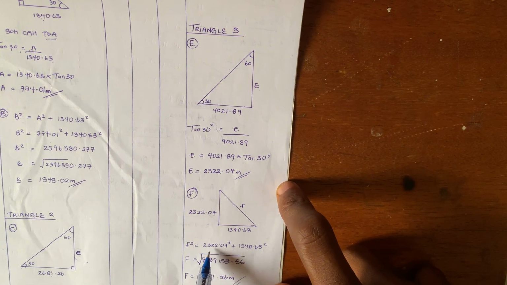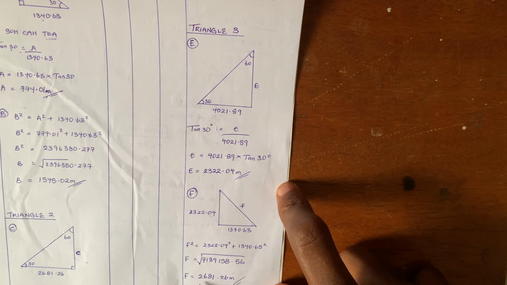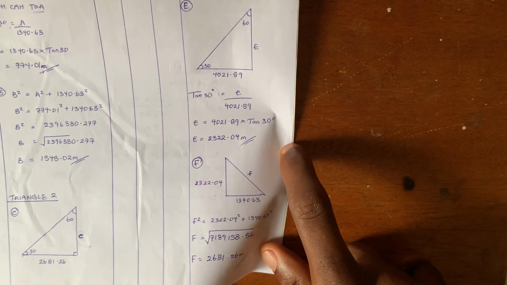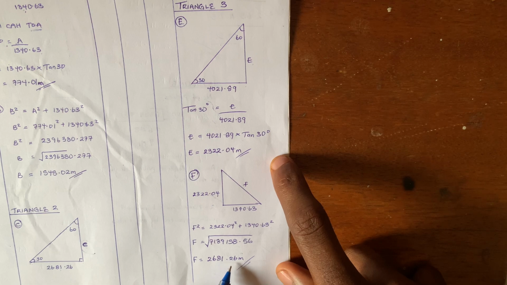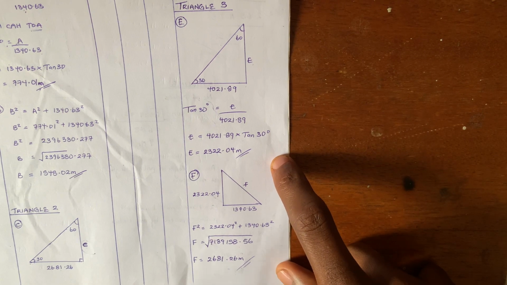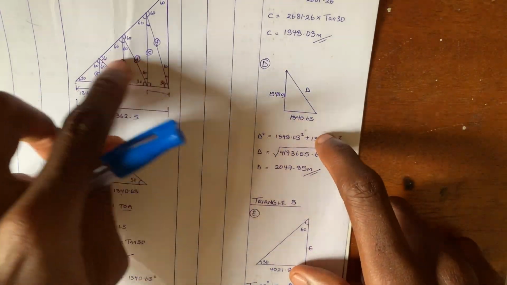F square will now be equal to 2322.04 square plus 1340.63 square. So when you do the operation, it will give you 7,189,158.56. So you square root it. So F will now be equal to 2,681.26 meters. So doing that, you've gotten all the struts in this triangle.